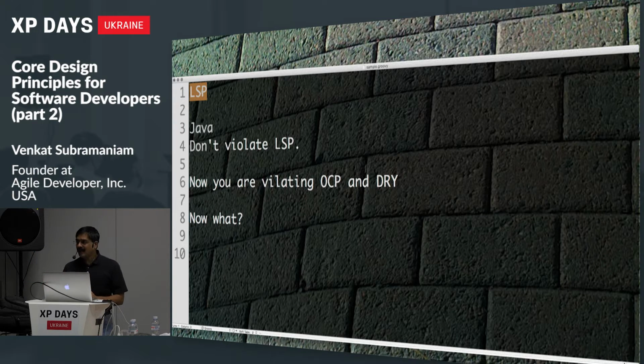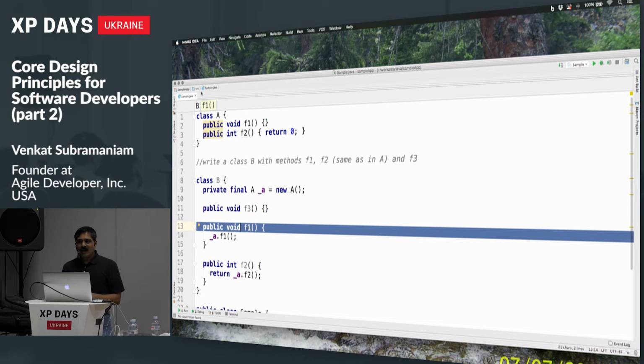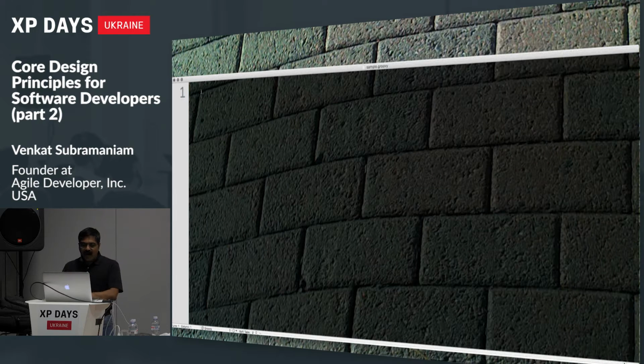But ideally, it would be nice if we don't have to violate any principle at all. How do we do that? Well, short answer, if you're using Java, you could use Project Lombok, and that can give you this feature. But I'm going to show you this feature in Groovy rather than in Java. So let's look at Groovy for a minute.